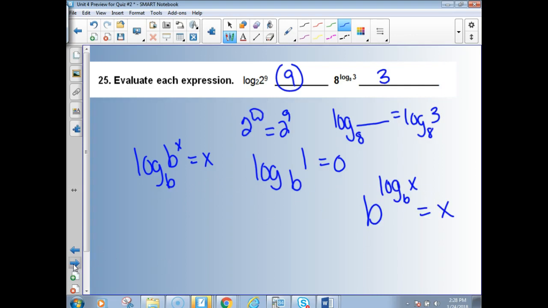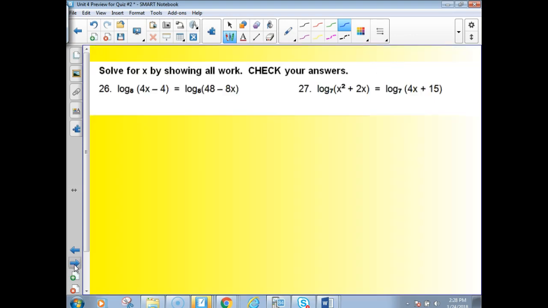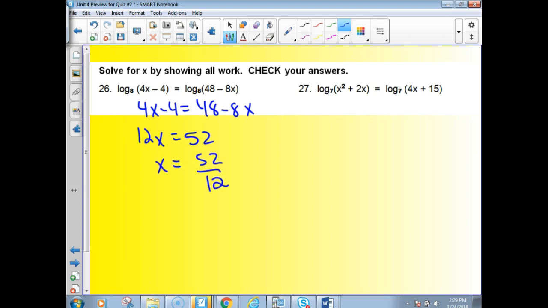Does anybody still want this? No? Okay. 26, solve for x by showing all work. If you have the same logarithm on both sides and they're both singular, you may drop the logs and solve algebraically. We've got 4x minus 4 equals 48 minus 8x. Add 8x to both sides, add 4 to both sides, and then divide 52 by 12 and reduce. Both divisible by 4, that'd be 13 thirds.